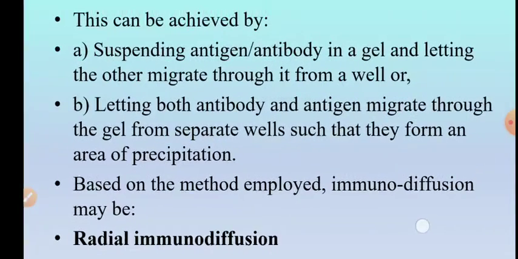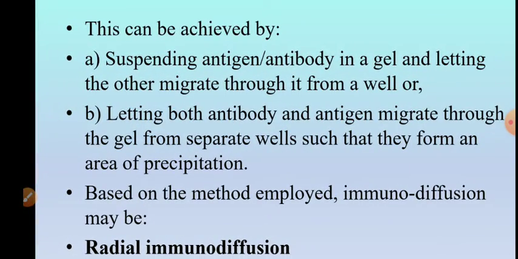How can we do this? By suspending the antigen or antibody in the gel and letting the other one migrate through the gel from the well where it is placed. That means either antigen or antibody may be present in the gel itself. Like here in single radial immunodiffusion, the antibody, the antiserum, is present in the gel. Now, antigens are placed in the well, that means the patient sample containing the antigen is placed in the well, and only one thing diffuses out.